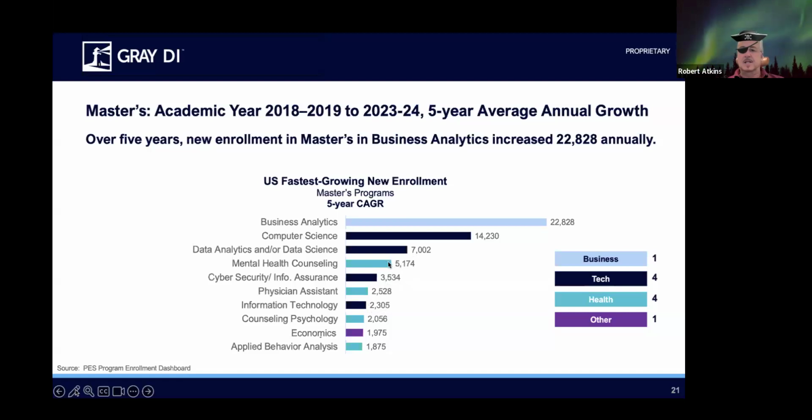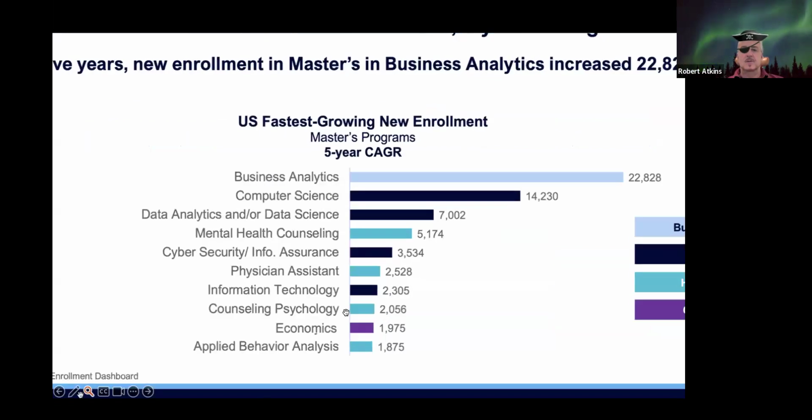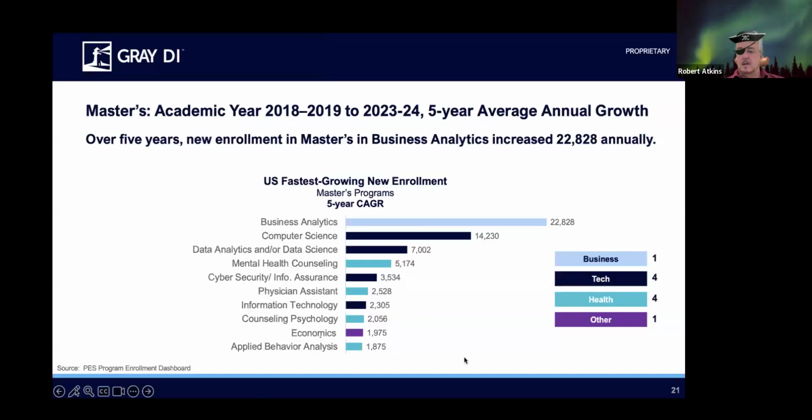Health made the list more substantially. We have 4 health programs: mental health counseling, physician assistant, counseling psychology, and applied behavior analysis. And with the mental health crisis on campus, I think we're going to see more and more interest in mental health related fields of study as well. And you do see that here with the counseling psychology as well as mental health counseling, excuse me. Oh, and I shouldn't miss our other economics, up almost 2,000 students per year. So good news for those of you who are teaching economics.